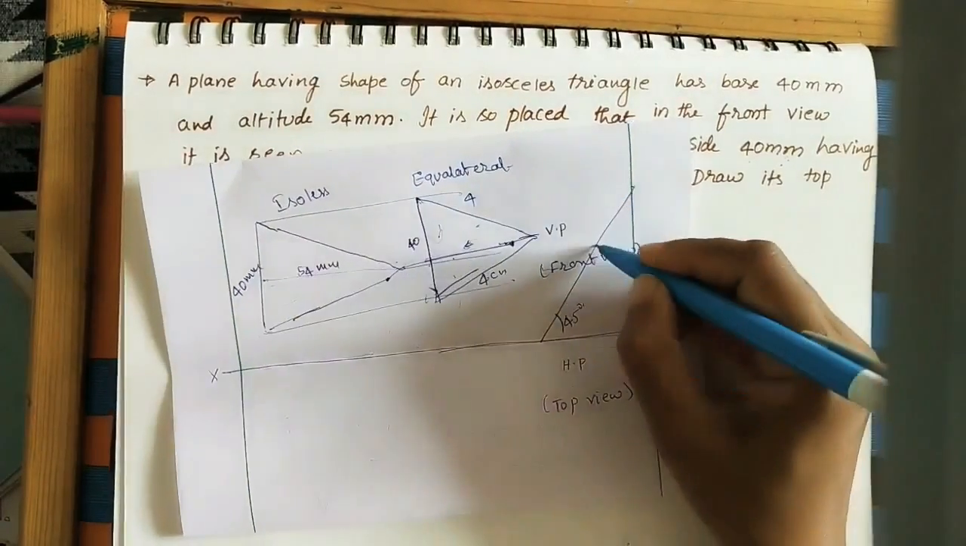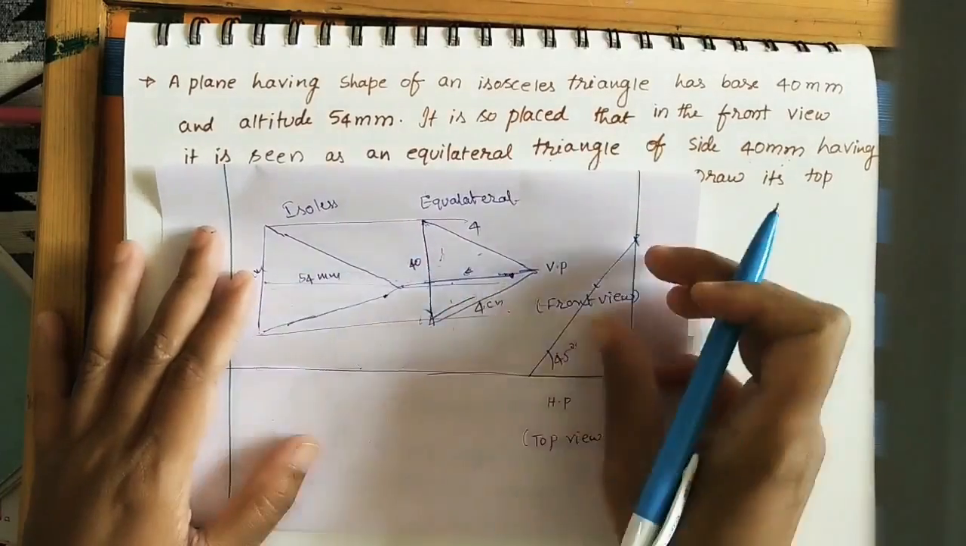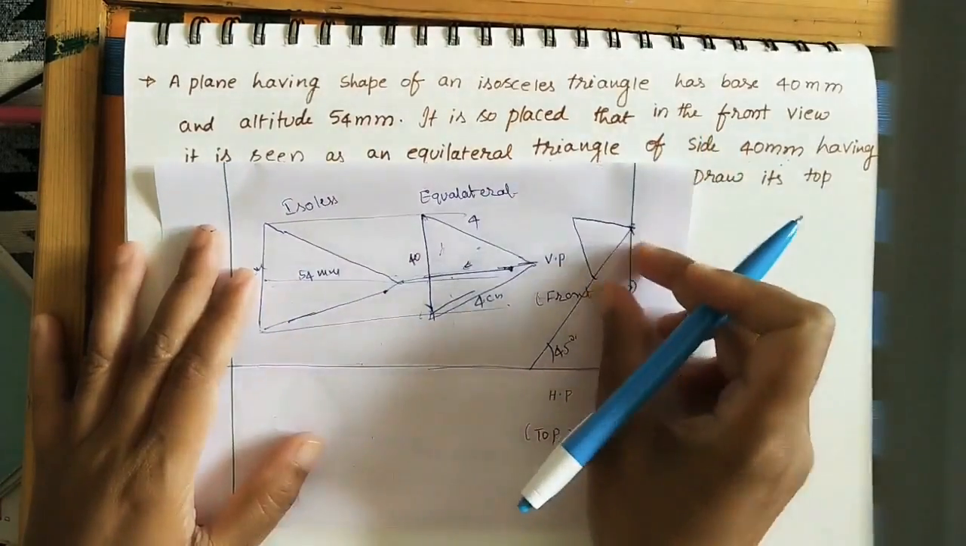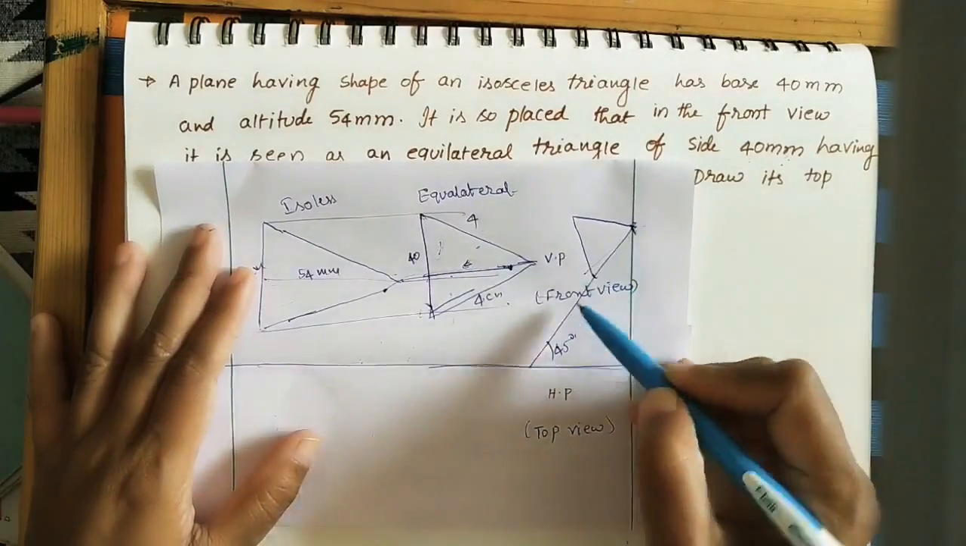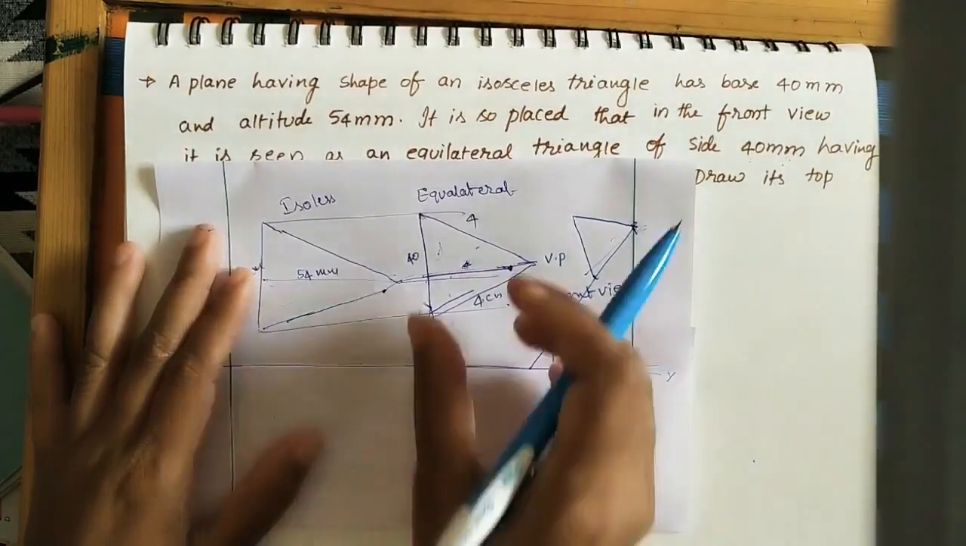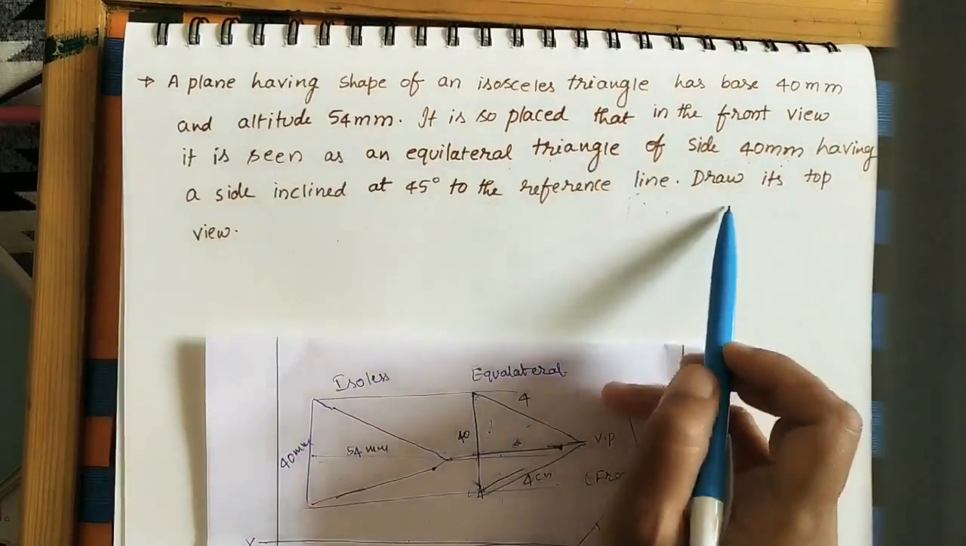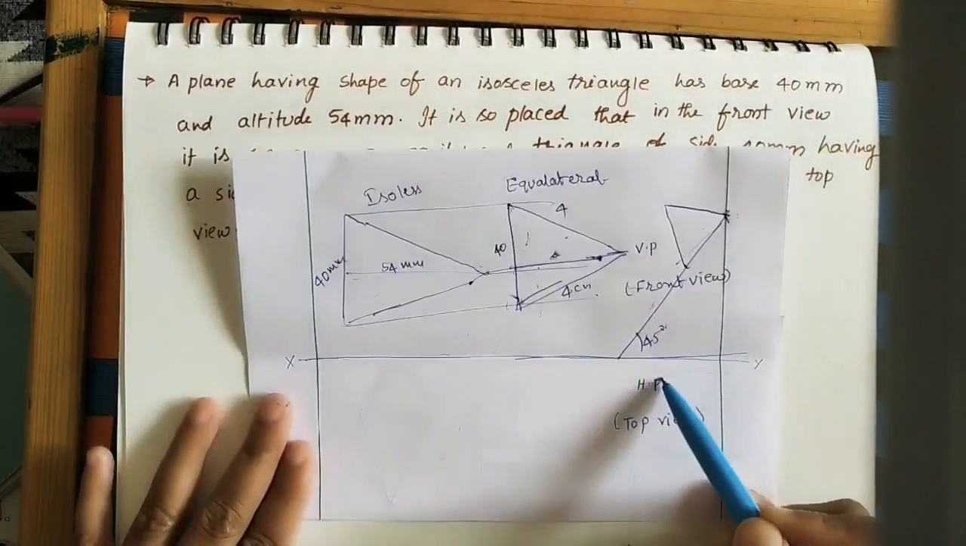Mark this side here and build whatever triangle is there in this direction. We can take it in this direction or in this direction, it is our wish. One of the sides of the equilateral triangle is making 45 degrees. The same triangle I am taking on the 45 degree line. Okay, draw its top view. We need to do the top view of it.